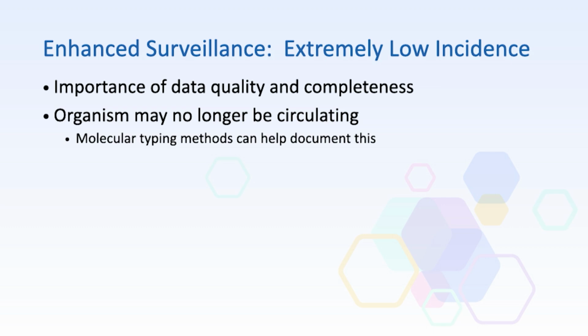Then, when disease incidence is extremely low and we're striving for elimination, the quality and completeness of reporting and the quality and completeness of individual case investigations becomes even more important. At this point, the organism may no longer even be circulating, and we can use molecular typing methods to help document that.